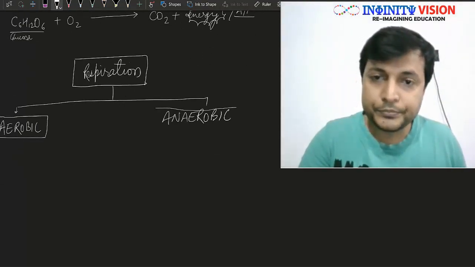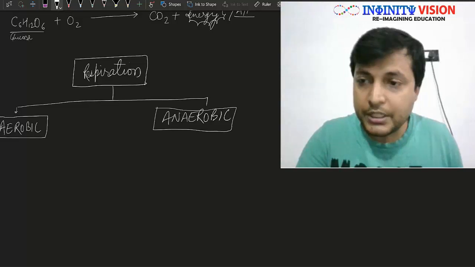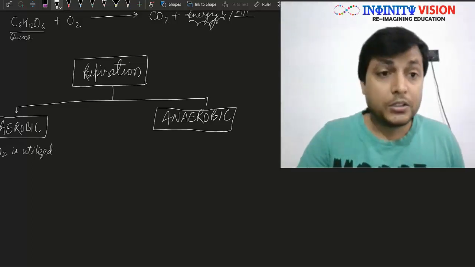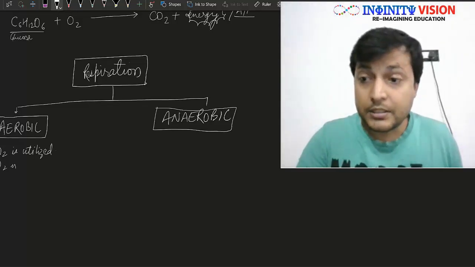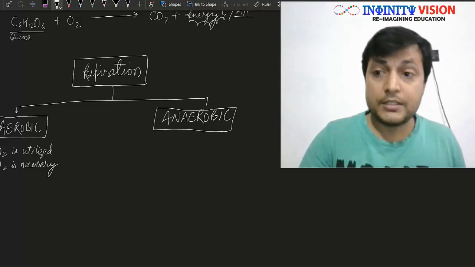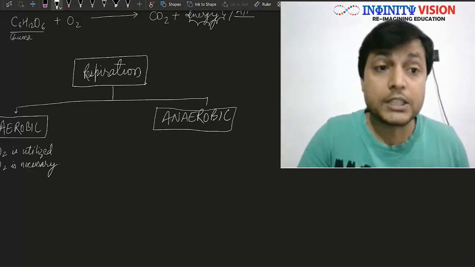So if we are talking about respiration, and it is of two types, aerobic and anaerobic, right? We see that aerobic respiration is a type of respiration in which O2 is utilized. Okay, O2 is necessary. Without oxygen, this reaction will not occur. This type of respiration will not occur.